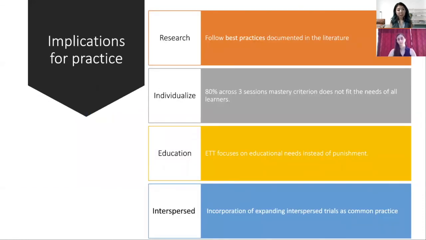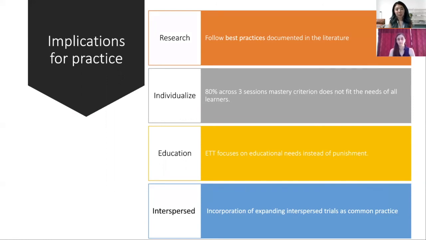So for implications for practice, our first point revolves around research. We think that it would be best for practitioners to continue to follow best practices that are documented in the literature. Right now, there is literature out there, and there are published studies that have documented the efficiency of expanding trials when compared to mass trials.